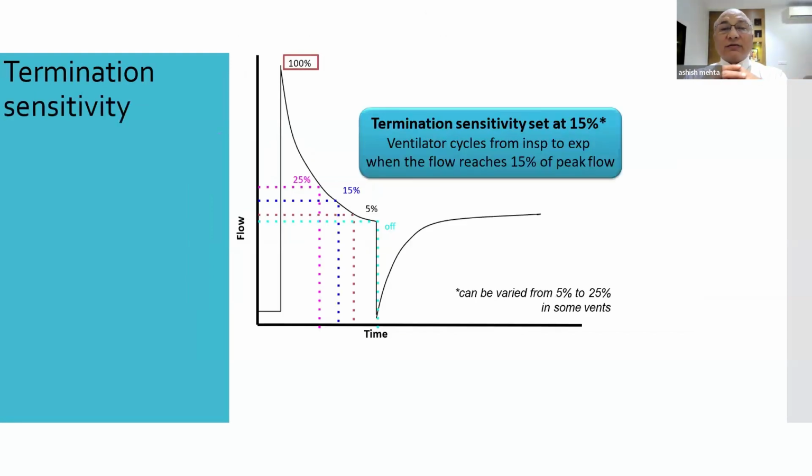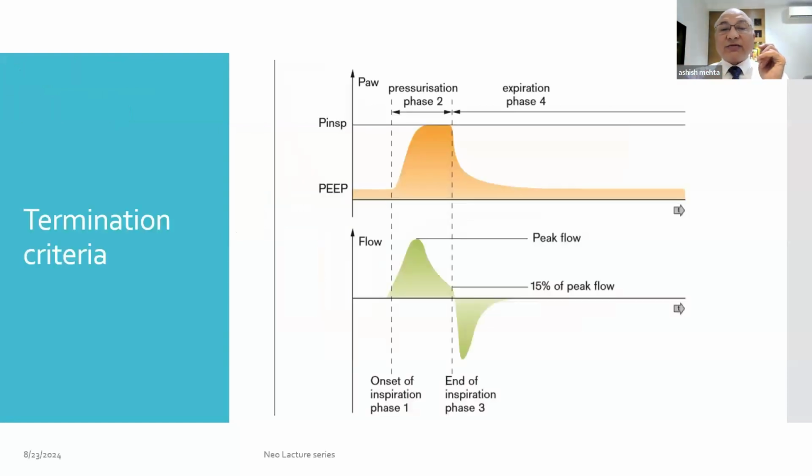So what is termination sensitivity? Imagine that you are blowing a balloon. Once you blow to a certain pressure, further flow is not required. So the deceleration in the flow, which can be 5%, 10%, 15%, or 20% of the peak flow, depending on the adjustment that you make on the ventilator, when that deceleration occurs, that's the time exhalation opens up and the ventilator breath gets into exhalation phase. And that is typically known as the termination sensitivity.